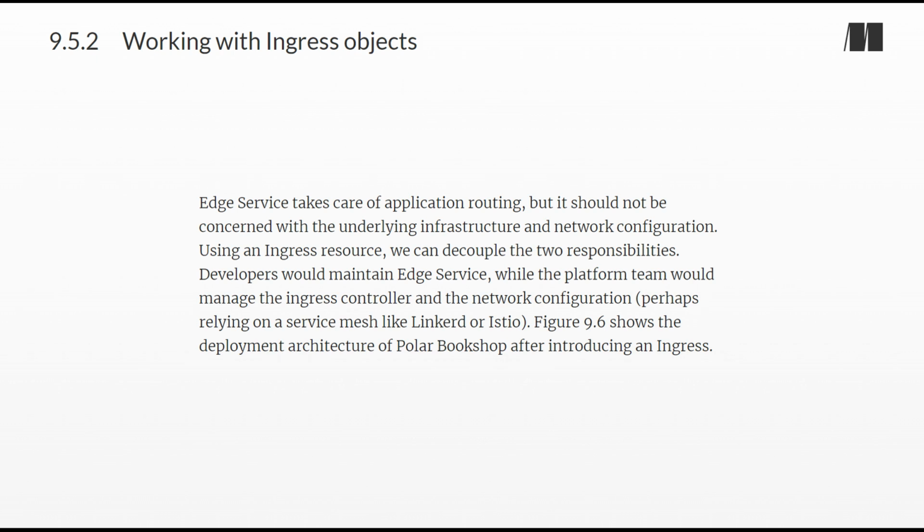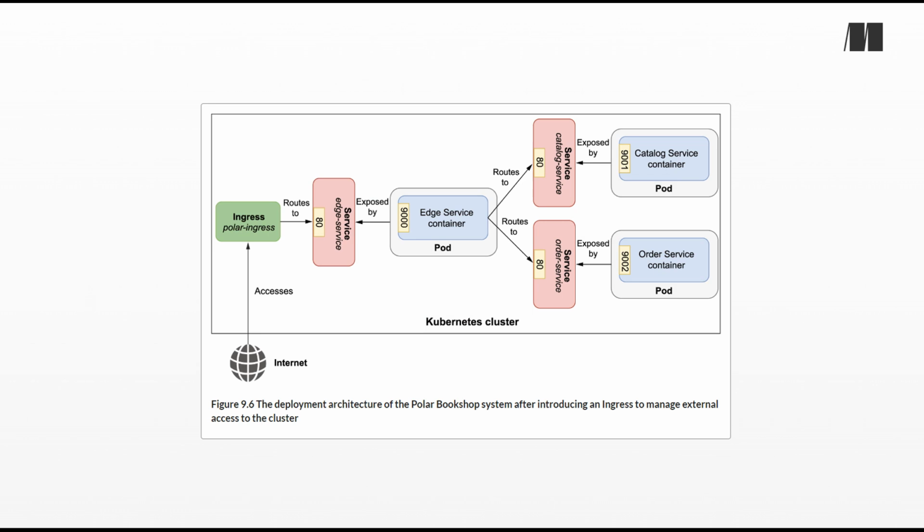Section 9.5.2. Working with ingress objects. Edge Service takes care of application routing, but it should not be concerned with the underlying infrastructure and network configuration. Using an ingress resource, we can decouple the two responsibilities. Developers would maintain Edge Service, while the platform team would manage the ingress controller and the network configuration, perhaps relying on a service mesh like Linkerd or Istio. Figure 9.6 shows the deployment architecture of Polar Bookshop after introducing an ingress to manage external access to the cluster.